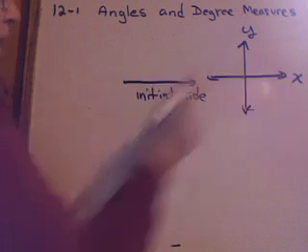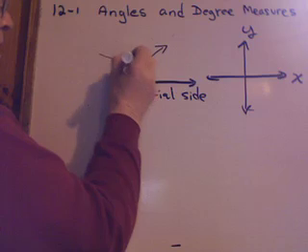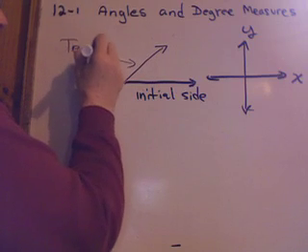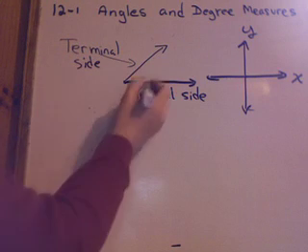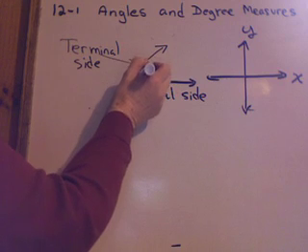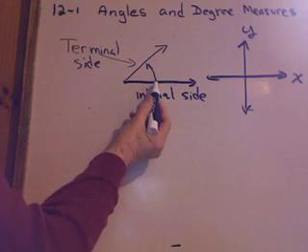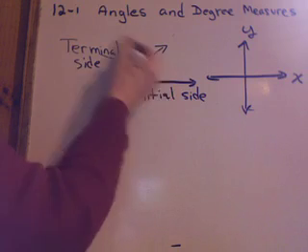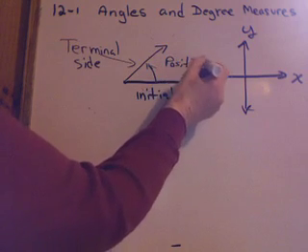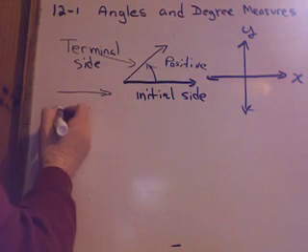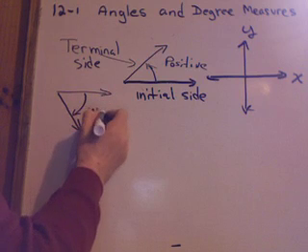and we usually draw that on the x-axis, and then we're going to draw a second ray, which is called the terminal side, and then we're going to talk about the measure in terms of degrees of the angle that measures from the initial side to the terminal side. Now, when I go the way that I just drew the angle, that would be a positive angle. I can also draw from the initial side a terminal side down this way and call it a negative angle.